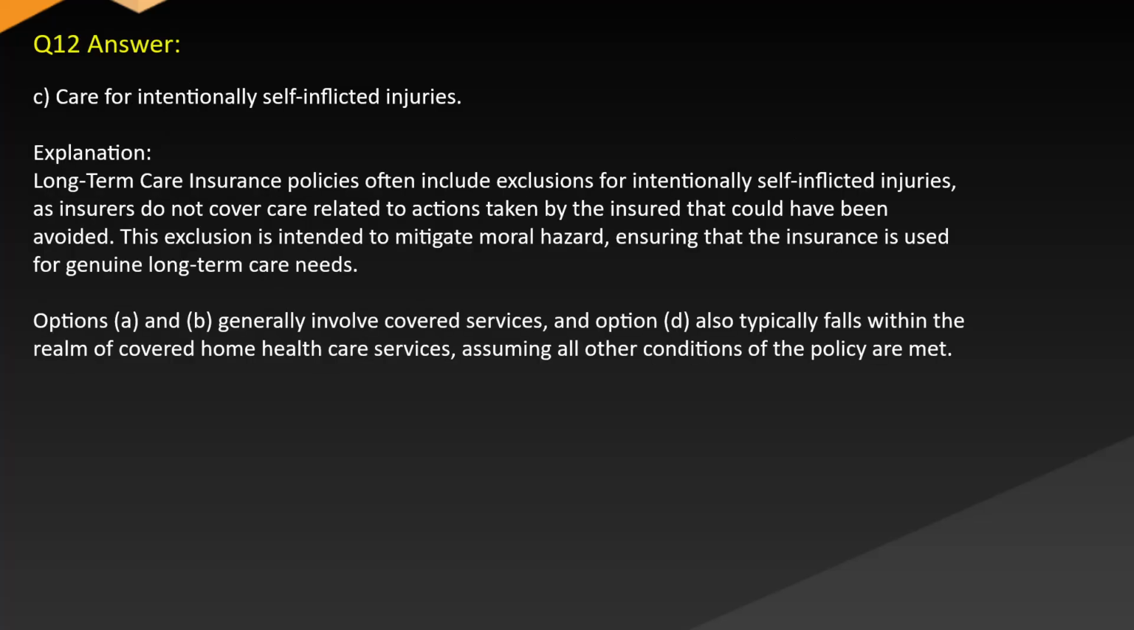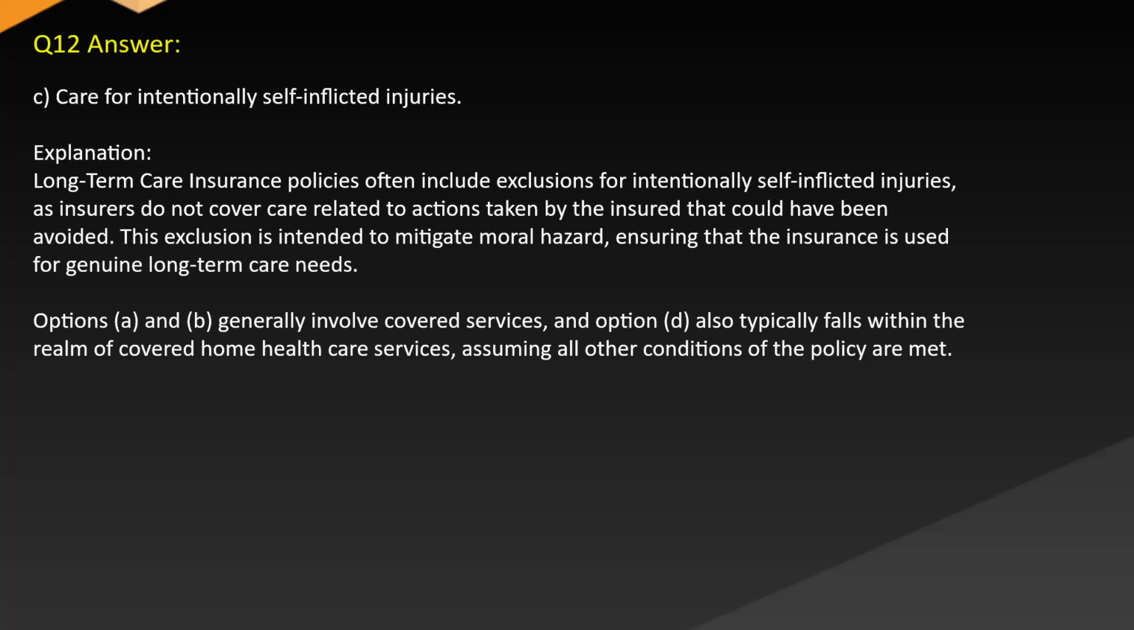Answer: C. Care for intentionally self-inflicted injuries. Explanation: long-term care insurance policies often include exclusions for intentionally self-inflicted injuries, as insurers do not cover care related to actions taken by the insured that could have been avoided. This exclusion is intended to mitigate moral hazard, ensuring that the insurance is used for genuine long-term care needs.